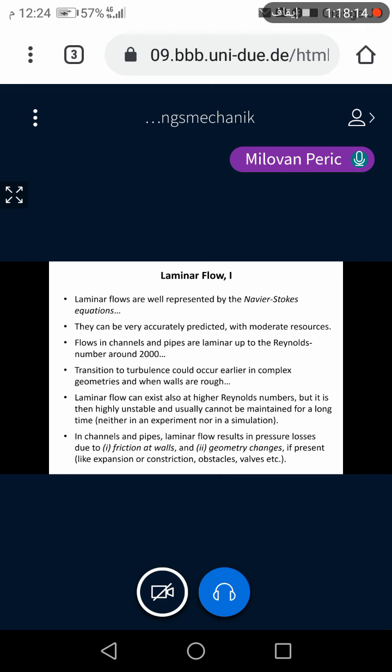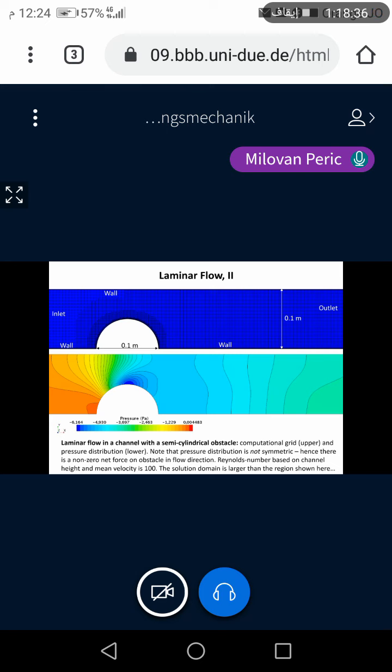In channels and pipes, laminar flow results in pressure losses, as we said earlier, from friction at walls and geometry changes, and this is something that we will then look at in simulation. So the first example is laminar flow in a channel with a semi-cylindrical obstacle at the bottom. You have a wall at the top, a wall at the bottom, and it is like you take half a cylinder and stick it to the bottom wall, so you are now constricting the cross-sectional area by a factor of 2. So this is the same example that I used for inviscid flow.